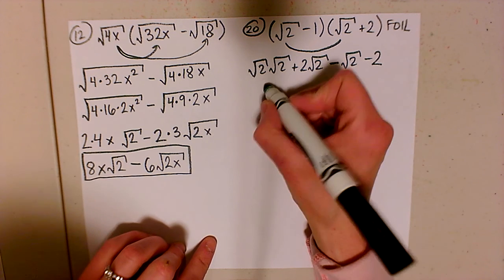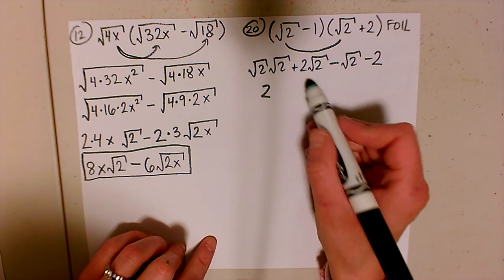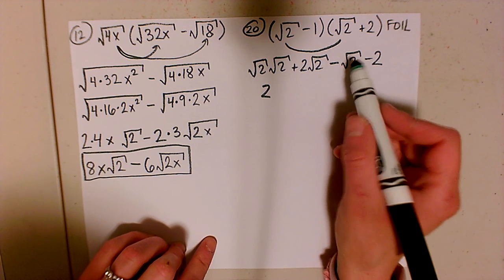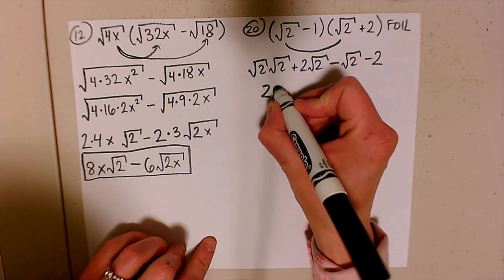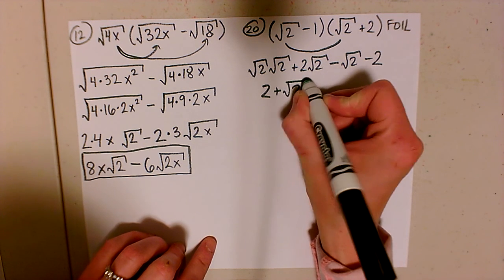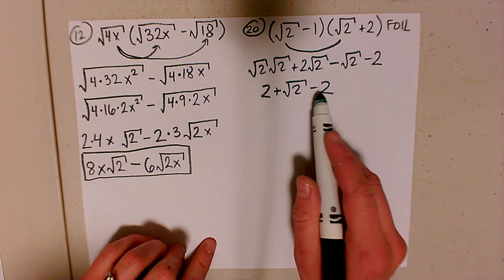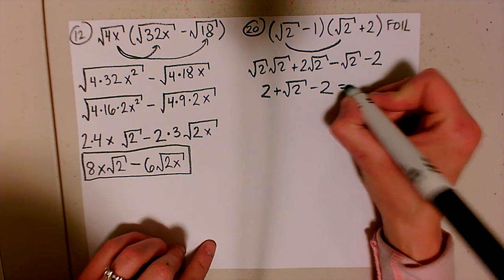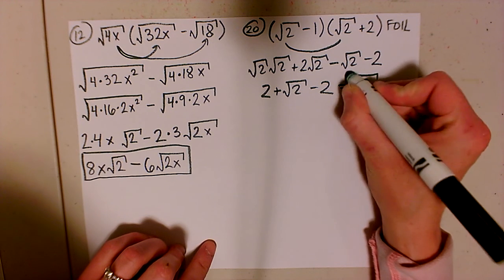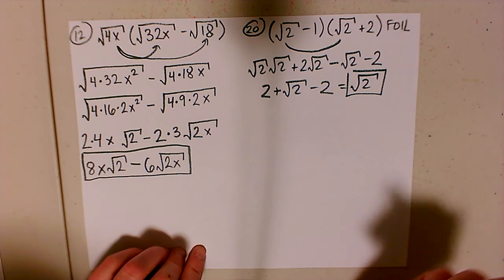So root 2 times root 2 is a positive 2. And then positive 2 root 2 minus 1 root 2, that's just going to give me a plus 1 root 2, and then we have that minus 2. So we can simplify, 2 minus 2 is 0, so those cancel out. So the only thing we have left is just a root 2, and that's our answer.